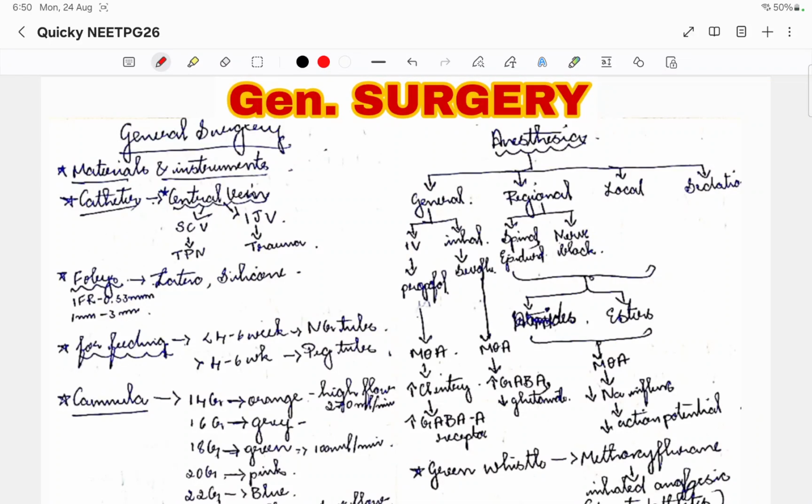Hello guys. So let us now start with general surgery. In general surgery, we'll go through all the materials that we use for our surgeries.